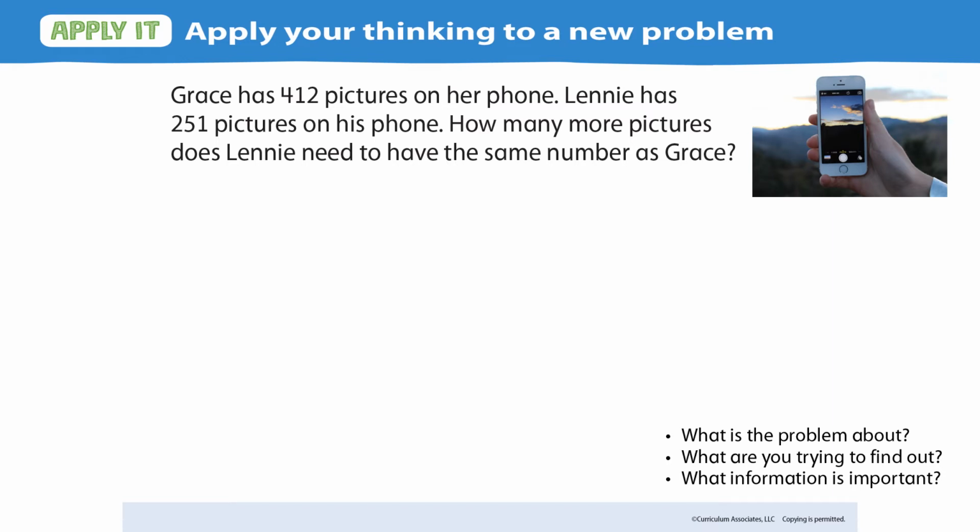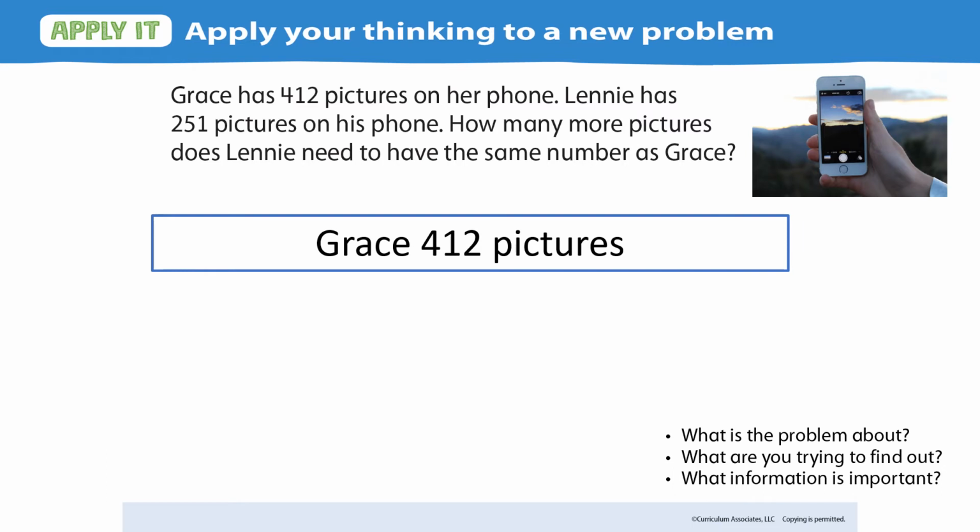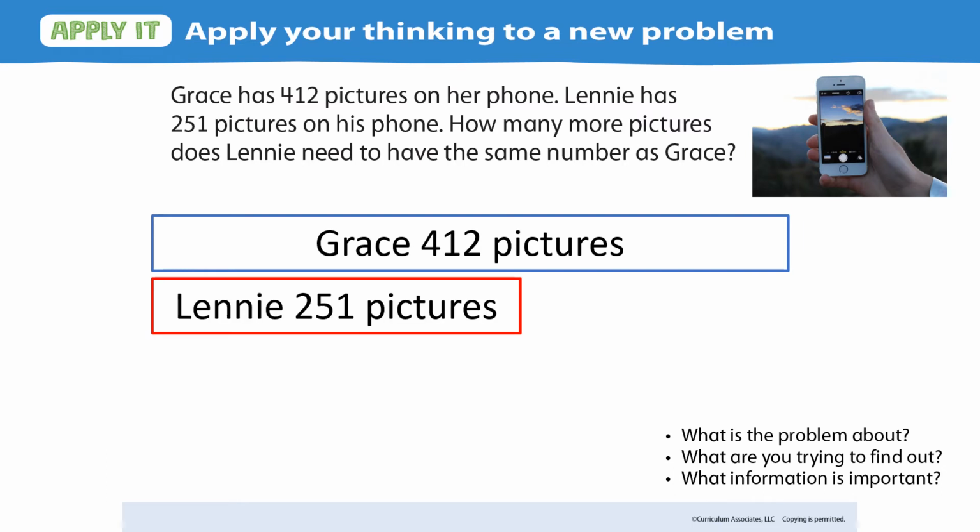What's important is to know that Grace has 412 pictures. Lenny only has 251 pictures. So when I think about this problem, I can see Grace has 412 pictures. I can see that Lenny has less or fewer pictures than Grace. So what I'm trying to find out is how many more Lenny will have in order to have the same number of pictures as Grace.